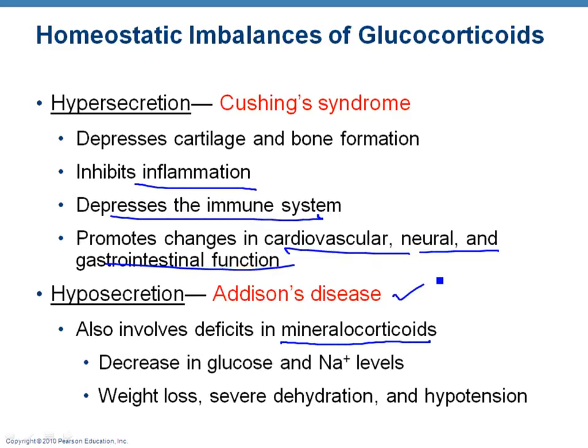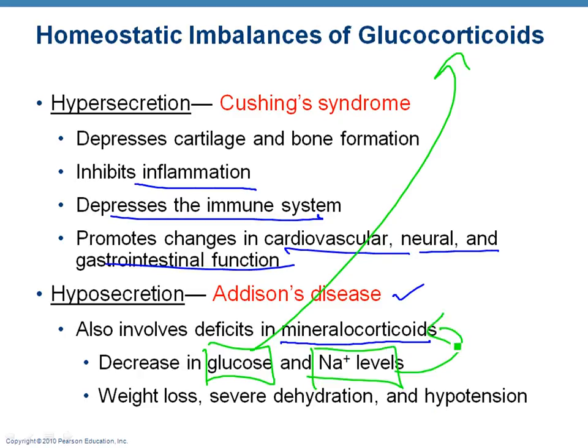And it will also reduce the sodium levels. So this has to do with glucocorticoids. Reducing the sodium levels has to do with mineralocorticoids, because remember, mineralocorticoids, we're talking about aldosterone, and it retains sodium. So if you don't have enough mineralocorticoids or aldosterone, you're not going to have enough sodium. If you don't have enough glucocorticoids, you're not going to make enough glucose. So hyposecretion, Addison's disease, for both mineralocorticoids and glucocorticoids.